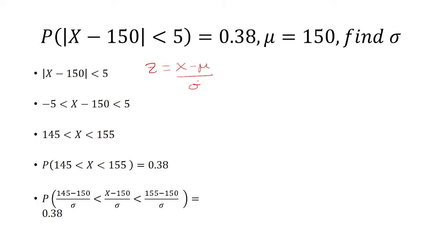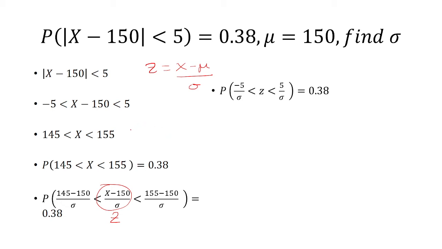So 145, for example, we subtracted by the mean is 150, divided by the standard deviation. And we do the same thing on these two sides. So recall that x minus mu over sigma is our z. And if we simplify, 145 minus 150 will be -5. 155 minus 150 is +5. So now we want to find the appropriate standard deviation that makes this probability equal to 0.38.